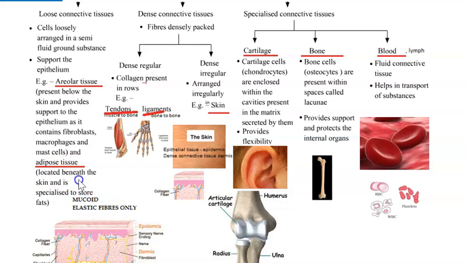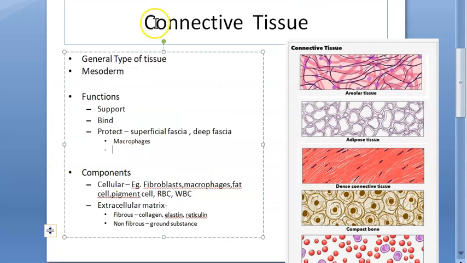What is adipose tissue? It will protect fat, will protect you from heat, it will give you insulation, etc., right? Contour of the body, tendons, ligaments, support, skin itself has so many functions, cartilage, articulation, bone will help you in structure, movement, blood, so many functions. So all that you will write.